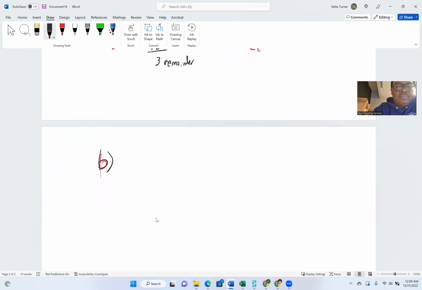Multiplication just says i to the 0 equals 1, i to the first power equals i, i squared equals -1, i cubed equals -i, and i to the fourth equals 1. You should have memorized that. That was it. All right.